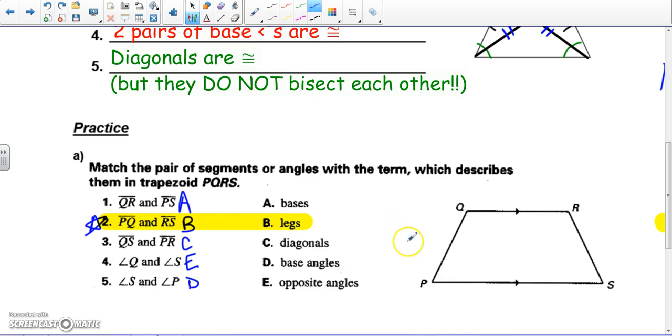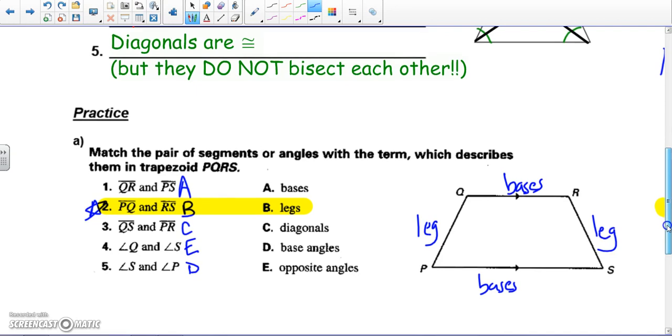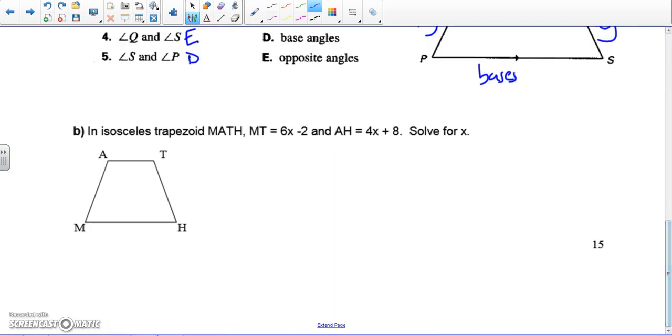Alright, so let me grab my pen back. So leg, leg, and these are the bases. The parallel sides are the bases. Okay, next. Just another example of using it algebraically.